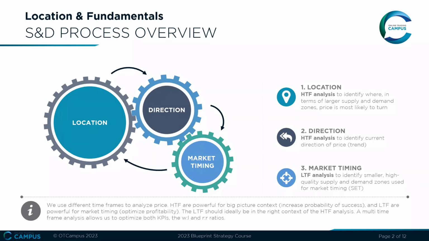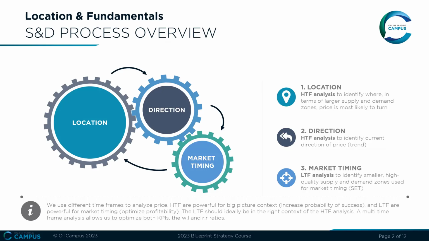The second step of the process is going to be direction. Direction is also going to be applied on the higher time frame. It's a higher time frame analysis to identify, as the term would suggest, the current direction of price. In other words, the trend. And then the last step of the process is what we would call market timing, and market timing would be applied on the lower time frame. So it's a lower time frame analysis to identify smaller, higher quality supply and demand zones that we'll then use for market timing, that we'll then actually place our entry, stops, and targets around.